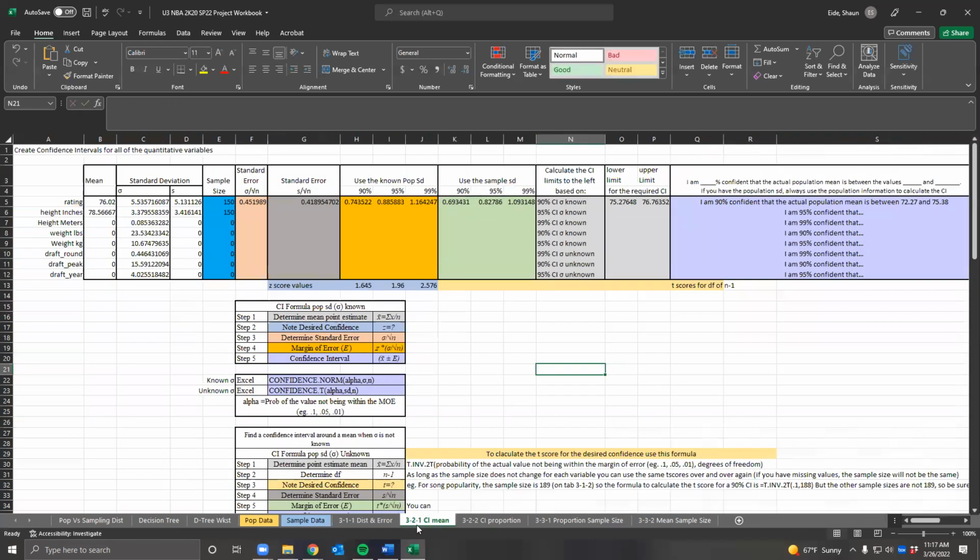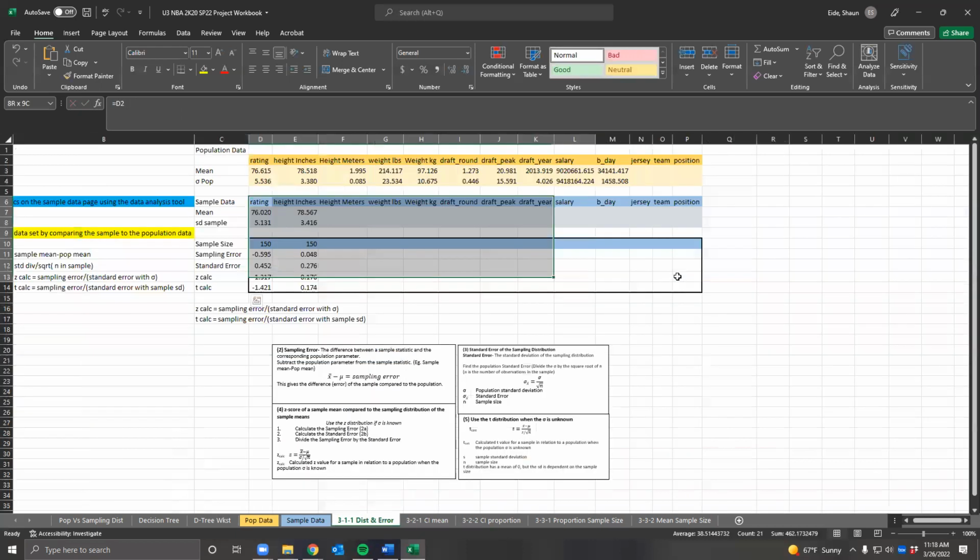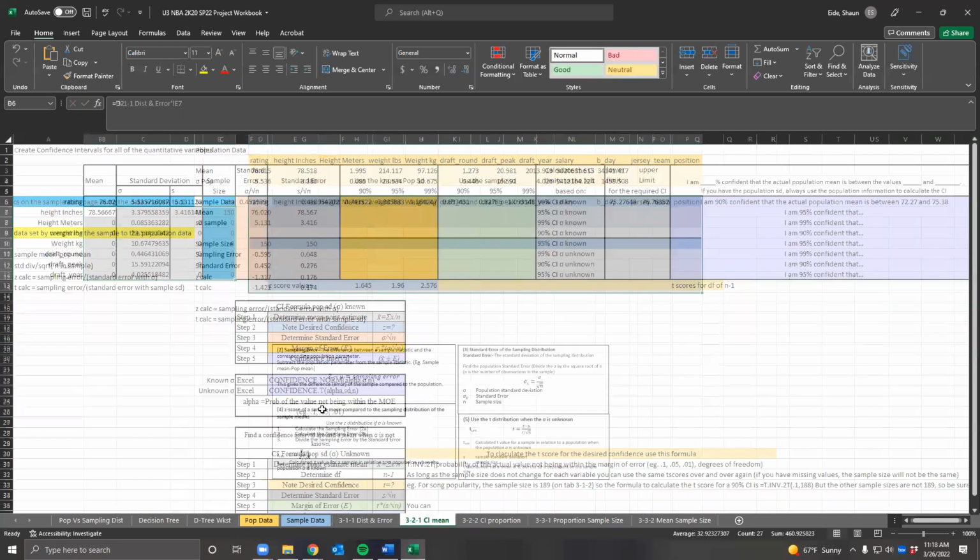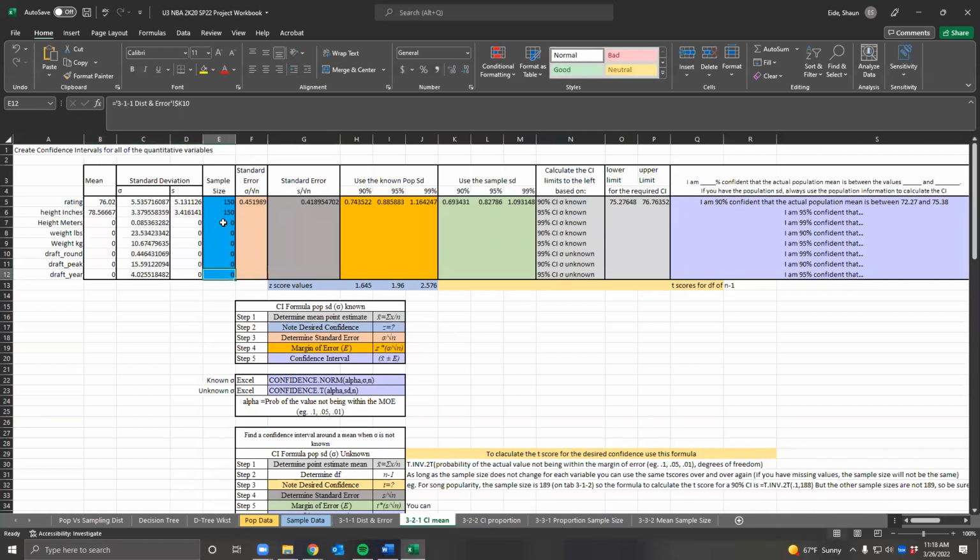Next, we have 3-2-1. Now 3-2-1 is actually kind of broken up into two different parts. First of all, all of this information right here should pull from everything that you filled out here. So if you filled everything out here correctly, it will automatically populate in here, so that way you don't have to calculate it again. Okay. And so I've got height in inches, and we'll just go through this. So what is the standard error? You already did this. So the standard error is equals the standard deviation divided by the square root of the sample size.